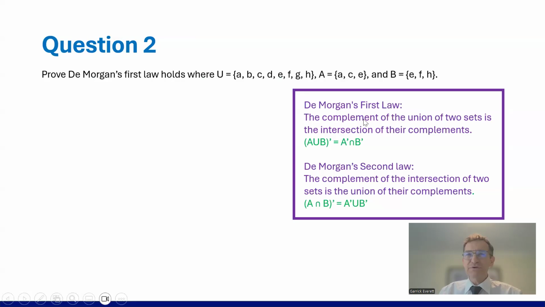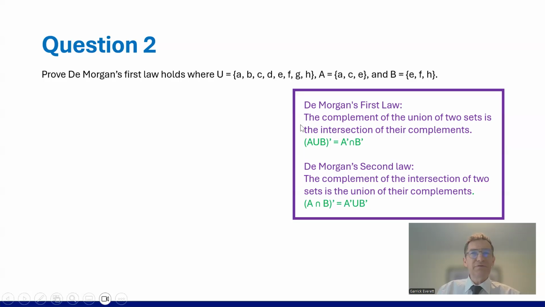De Morgan's first law, the complement of the union of two sets is the intersection of their complements. So A union B complement equals A complement intersection B complement. So this is the one we're going to prove. De Morgan's second law, the complement of the intersection of two sets is the union of their complements. So it's effectively the reverse of this. A intersection B complement equals A complement union B complement.